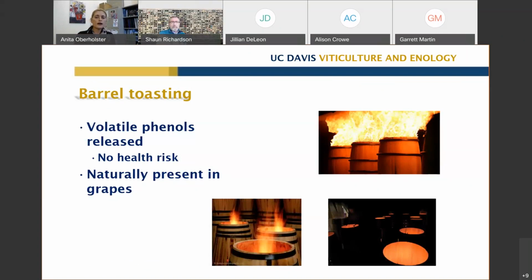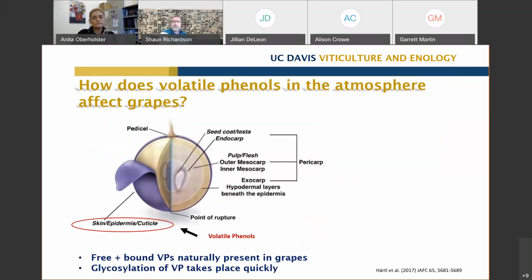Remember, both free and bound volatile phenols are present in grapes naturally. Different varieties have different amounts, and we don't know why. There's also a seasonal impact and a regional impact. So this is a really, really complex question. However, I don't know of any grapes that have never been exposed to smoke, making a wine, that wine going into a toasted barrel and developing smoke impact. Smoke impact has always been related to some smoke exposure in the environment.